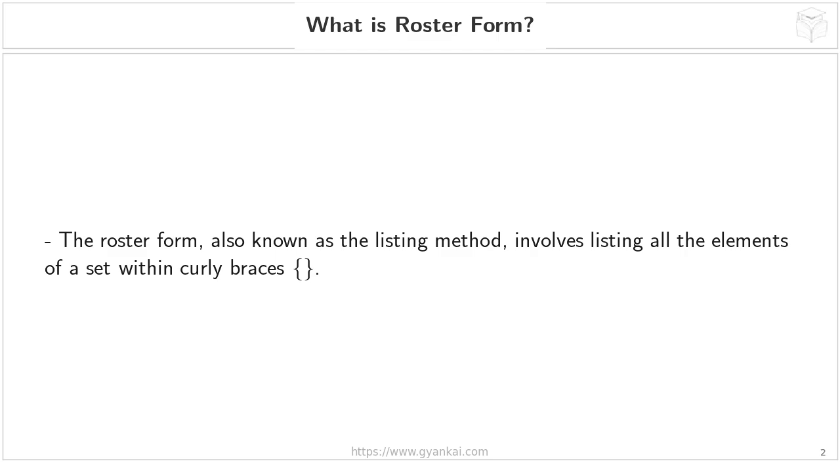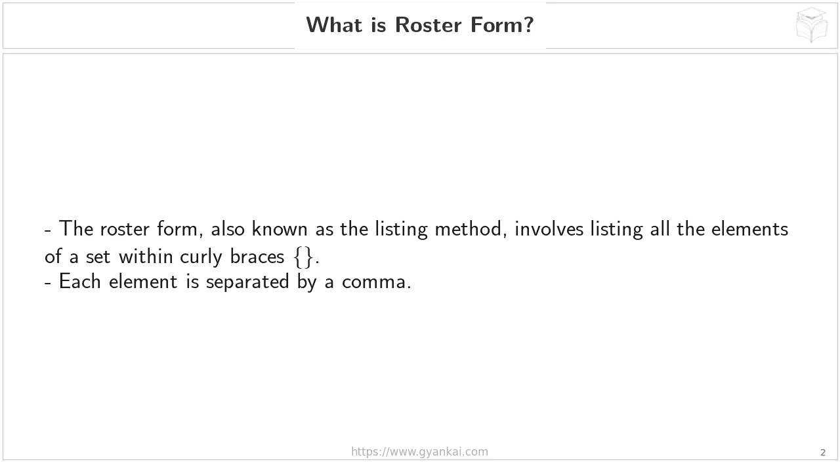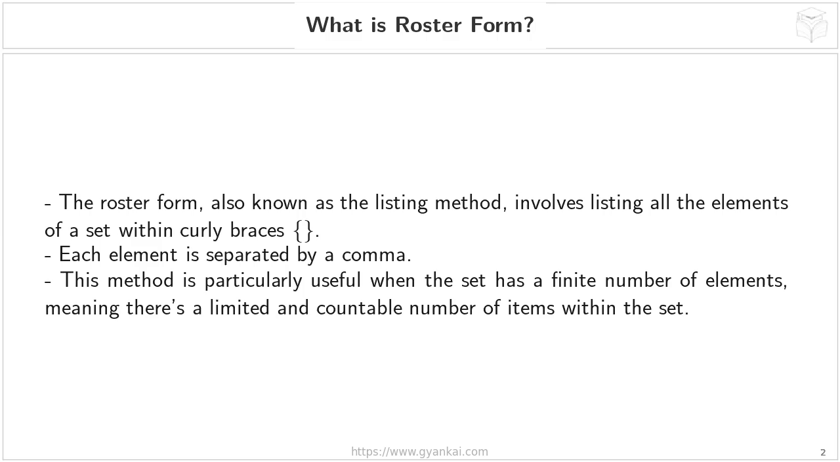So we write an opening curly brace, then list everything inside, and then close it with another curly brace. Next, each of those elements, each of those items in the set, is separated by a comma. Just like in a regular list, commas help us distinguish between each individual item. Now, this method works best. It's particularly useful when the set has a finite number of elements. What does finite mean? It simply means there's a limited, countable number of items in the set. We can actually list them all out without going on forever.